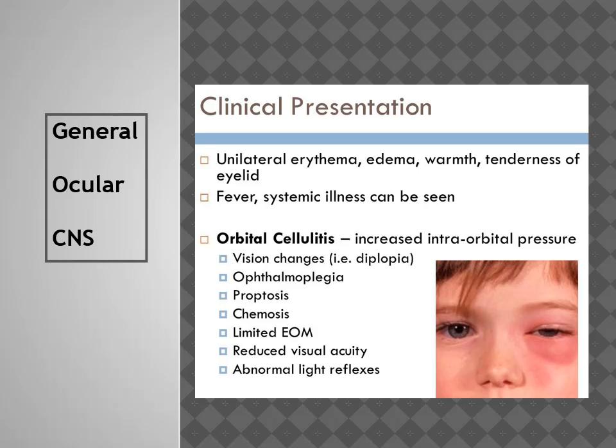Manifestations of orbital cellulitis are unilateral erythema, edema, warmth, tenderness of the eyelids, and fever. Systemic illness could also be seen as general manifestations. It's very important to differentiate between orbital cellulitis and pre-septal cellulitis by the following: visual changes, ophthalmoplegia, proptosis, chemosis, limited ocular movement, and abnormal light reflexes.